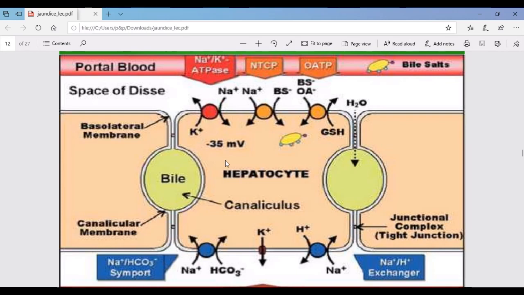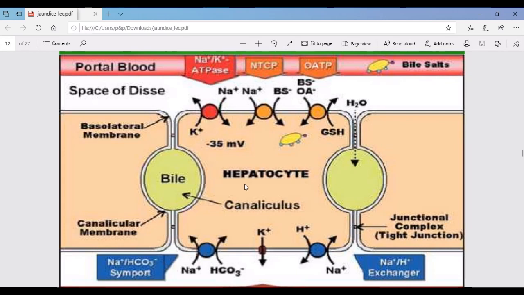And the last reason was in hepatitis, in hepatocellular jaundice. In hepatitis, we have inflammation of the hepatocytes. And when these cells get inflamed, one of the major manifestations of inflammation is edema.